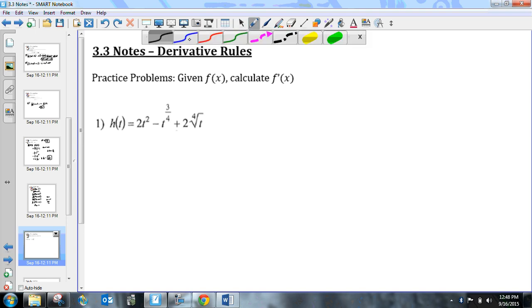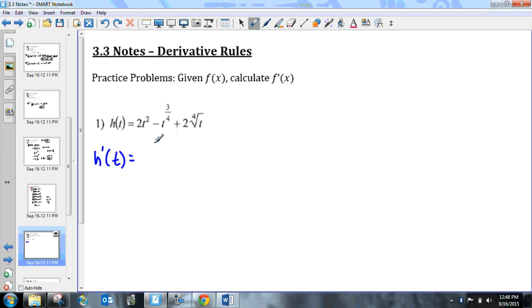And so what I'm going to do here to show my derivative, okay, I'm going to do h prime of t, and I'm going to take the derivative with respect to t, okay? Otherwise, I was doing x. X is the variable that I was taking the derivative with respect to. If my independent variable is something else, then it's d/d whatever that variable is, okay? So I'm going to do 2t squared minus t to the 3/4 power plus 2.